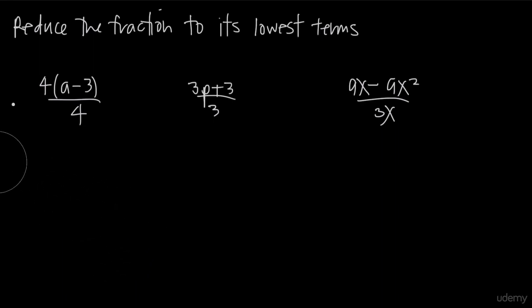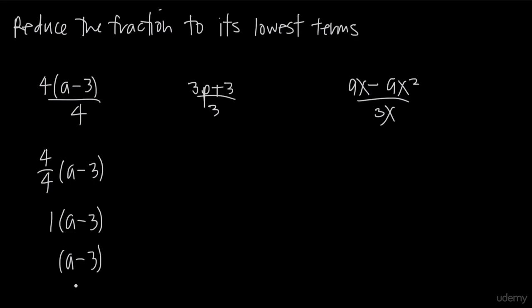We have 4 times the quantity a minus 3 all divided by 4. We can pull these 4's out and say 4 over 4 times the quantity a minus 3. And we know that 4 over 4 is 1, so we get 1 times a minus 3. And of course, 1 is the identity number for multiplication. It doesn't change the identity, so we're really just left with the quantity a minus 3, or we can take away the parentheses and just say a minus 3.